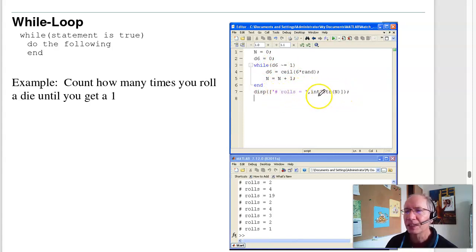And this is another way to do a display. This display displays some text, converts the number to a text or a string. And when I do that, run, run, run, run, hit the green arrow, it took 2 rolls to get a 6, 4 rolls to get a 6, 19 rolls, 2, 4, 3, 2, 1, so on. That's a while loop. In theory, this could go on and on to infinity. Versus a for loop is a fixed number of times.